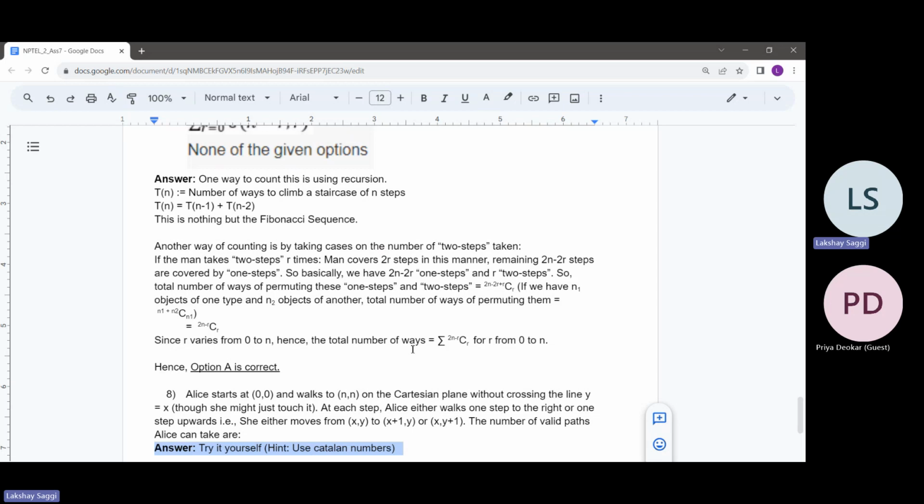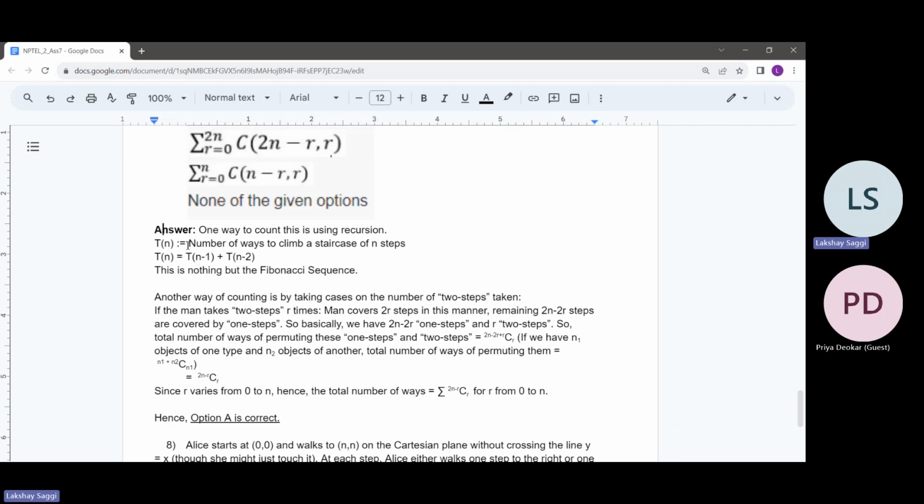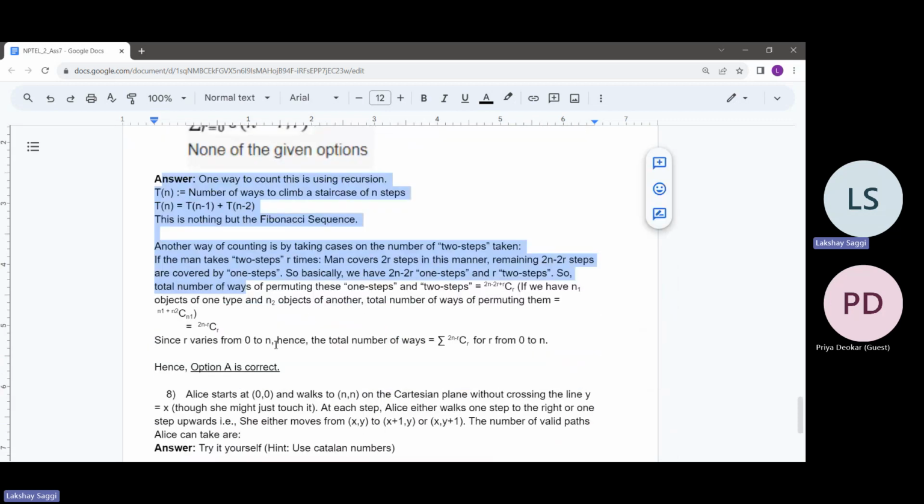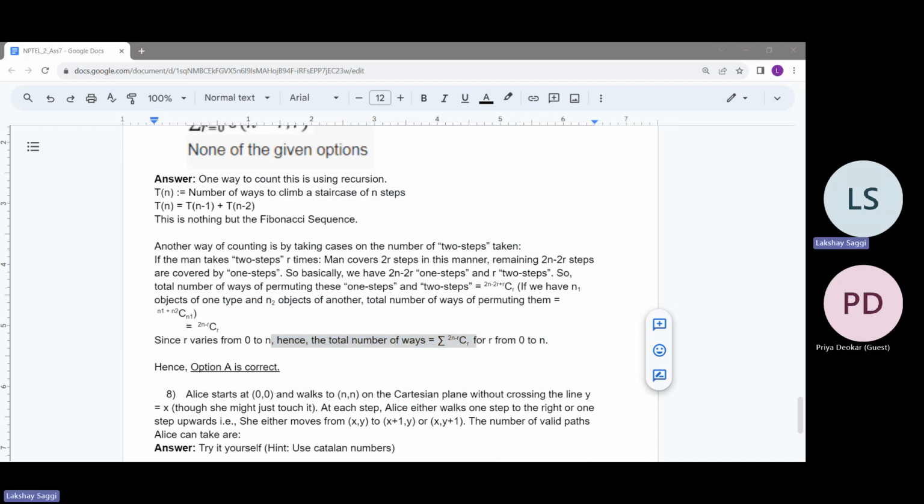We are over time by 2-3 minutes, but if you have any doubts in this seventh question, or any other doubt left, I can try to answer those for 2-3 more minutes or 5 more minutes. So Priya, is the seventh question which I discussed clear? Like how did we obtain this 2n minus r choose r? If you have any doubt in this solution, I can try to answer your doubt.